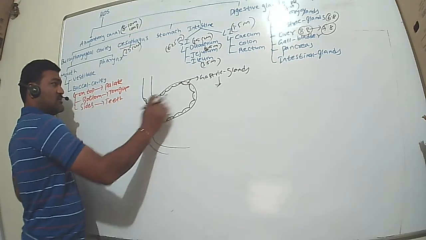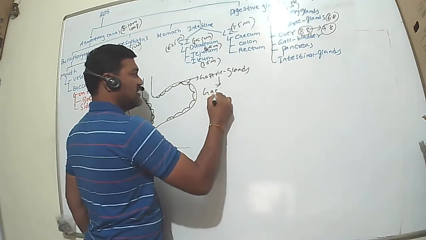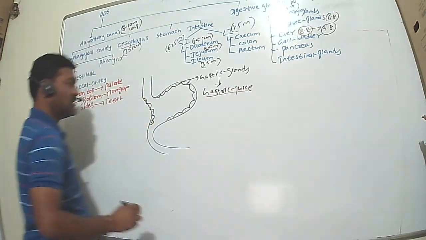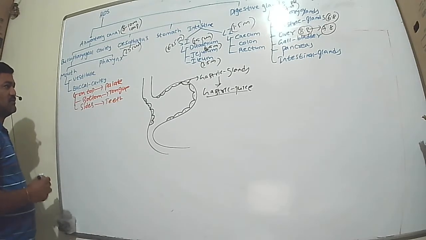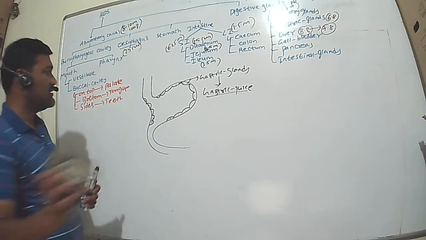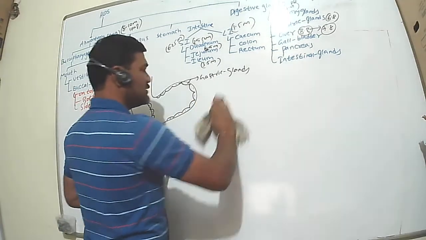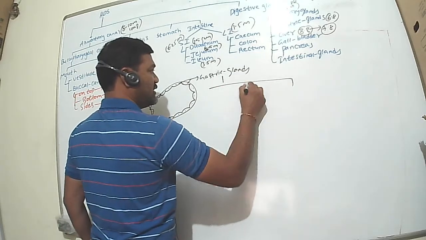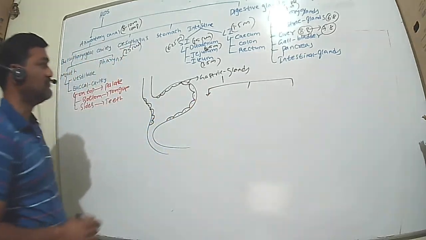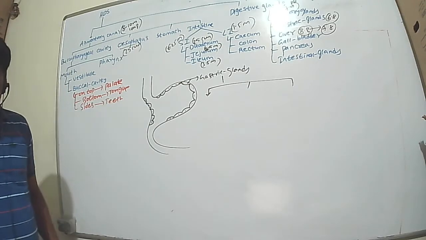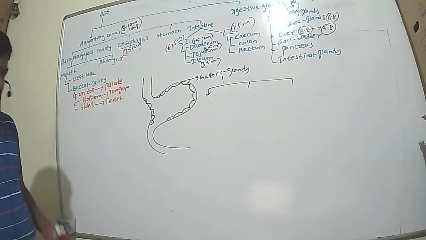Anyhow, so these are the gastric glands, and these gastric glands will release gastric juice. This gastric juice has different enzymes, but before going to that, I want to say that in these gastric glands there are three types of cells. What are the three types of cells in the gastric glands?